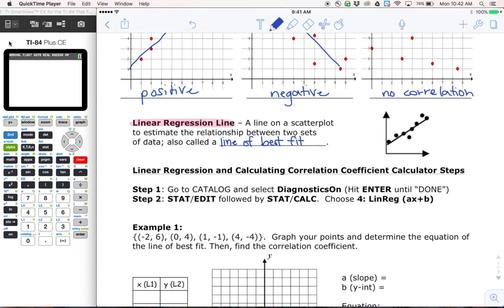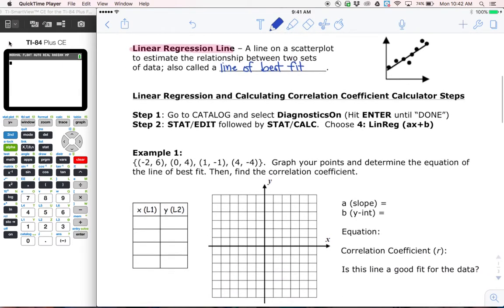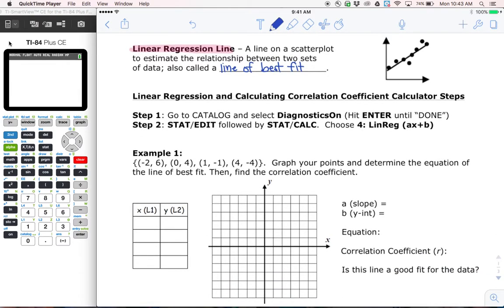So we use our calculator to find the equation of this line of best fit, and we already know how to do it. We're going to use stat edit, but we're going to do something a little bit extra this time. We want to have something show up called an R value. Look down here at the right. You're asked for something called an R value, and you get it from stat edit, but only if you turn on your diagnostics. So follow the directions.